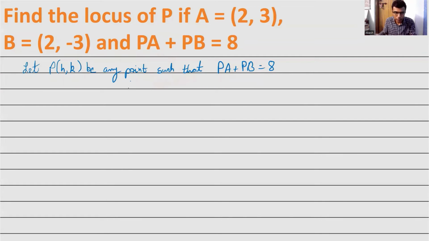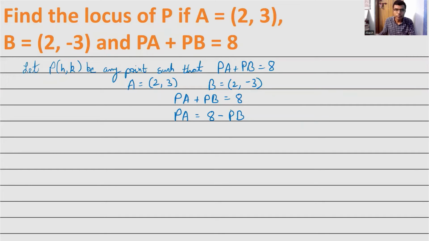Now, A is equal to (2, 3) and B is equal to (2, minus 3). Okay. Now let's get started with the equation. PA plus PB is equal to 8. This question will really require focus, so stay with me, guys. Now I'm going to send PB to the other side. I get PA is equal to 8 minus PB.